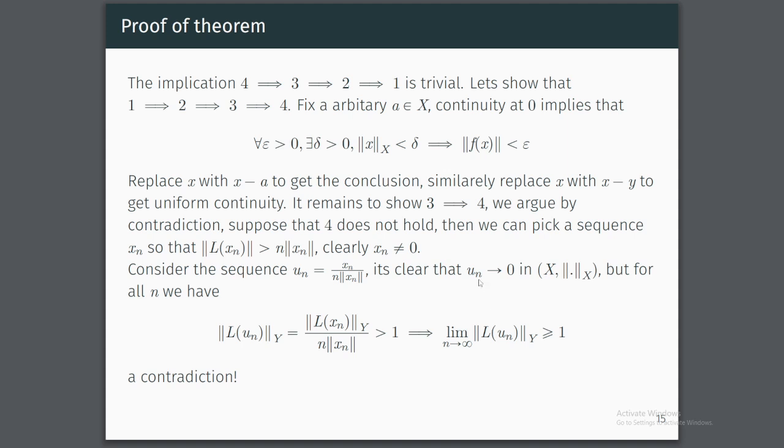Yeah. What's the image of L of un? It's L of 0, right? And L of 0, do you see the problem? Yeah. So we assume that un converges to 0, but L of un does not converge to L of 0, because this is greater than 1, right? So we contradicted continuity at 0, essentially. Do you see the problem?